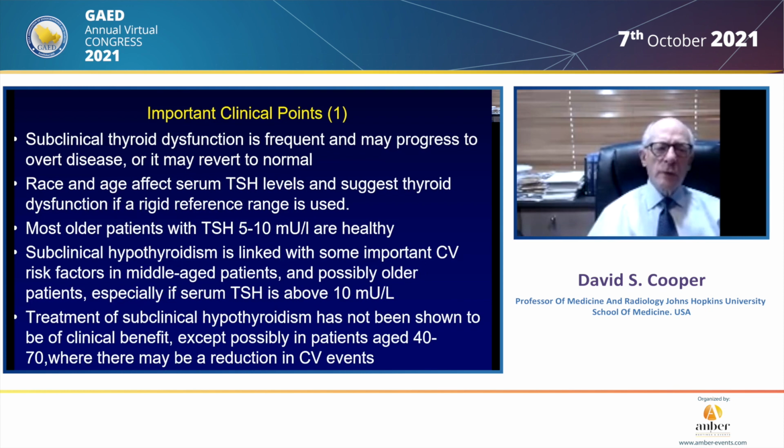Most older people who have TSH levels between 5 and 10 are healthy. When I say older, people in their 70s and 80s. Subclinical hypothyroidism is linked to some important cardiovascular risk factors, especially in middle-aged patients and possibly older patients, and especially if the TSH is above 10. And the treatment of subclinical hypothyroidism has not been shown to be of clinical benefit, except possibly in patients age 40 to 70, where there may be a reduction in cardiovascular events.